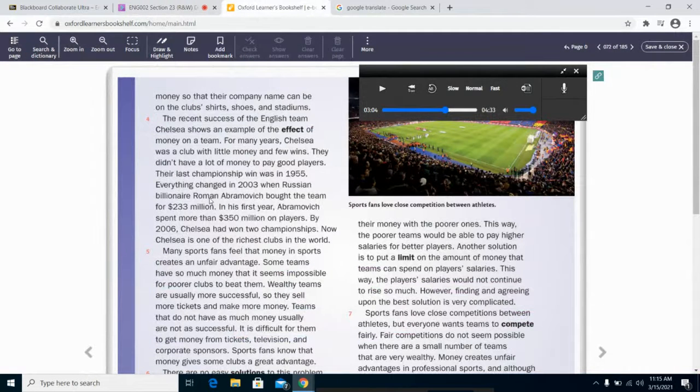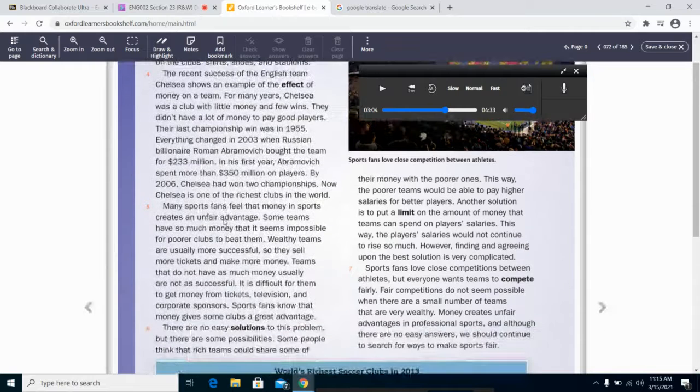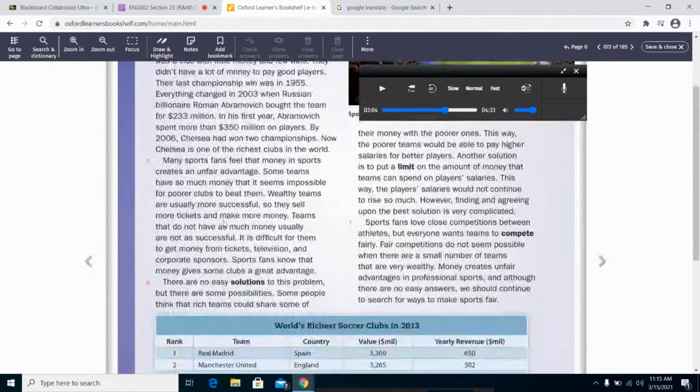Roman Abramovich. Yes, excellent, Jihad. Very good. So he spent a lot of money, around $350 million. My goodness. Okay, now please listen to paragraph 5.